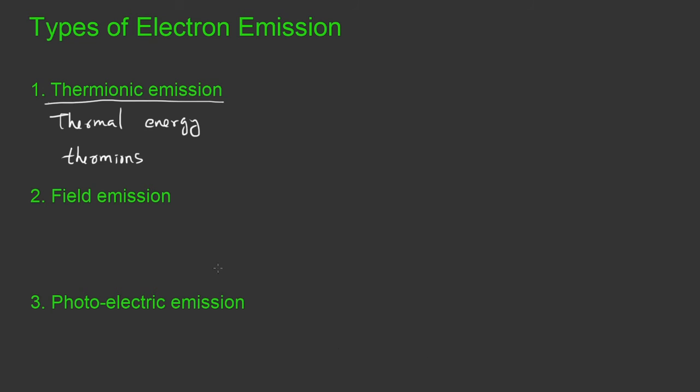Now, second type is field emission. In field emission, electrons are pulled out of the metal by applying a very strong electric field, that is of the order of 10 raised to 8 volt per meter. This type of electron emission is called field emission. The electrons emitted in this method are called field electrons.